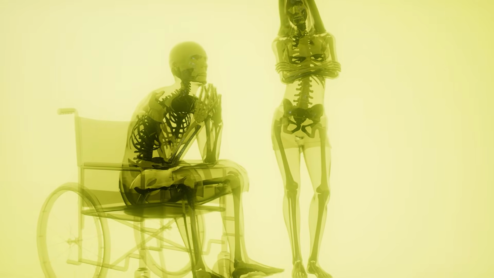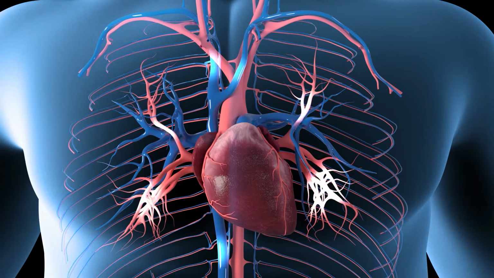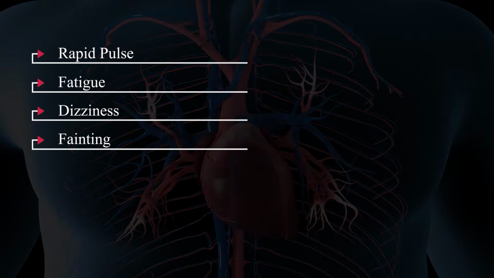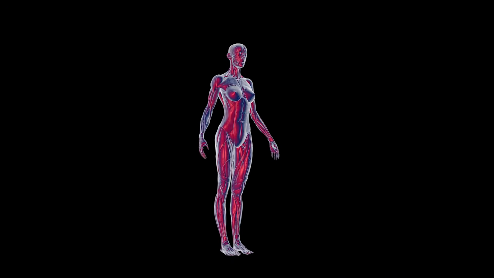As oxygen levels fall, the body becomes weak and organs begin to function less efficiently. The heart must pump harder in an attempt to deliver adequate oxygen to tissues, which may cause rapid pulse, fatigue, dizziness, or fainting. The muscles receive less oxygen, leading to weakness and exhaustion.